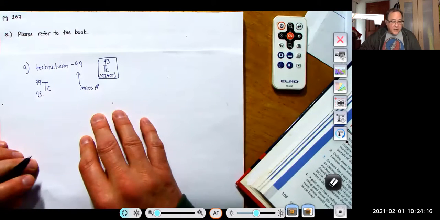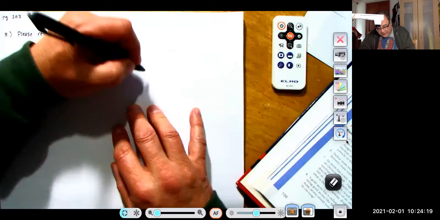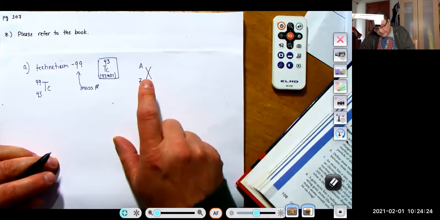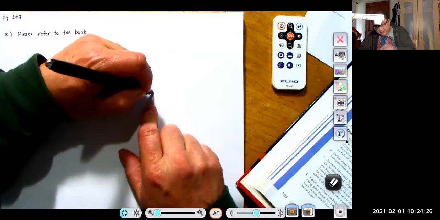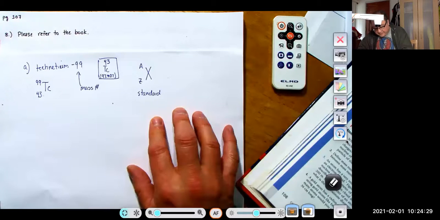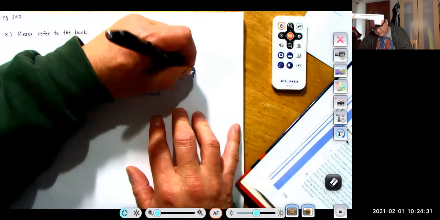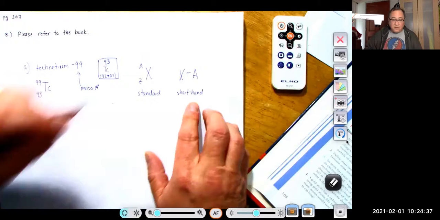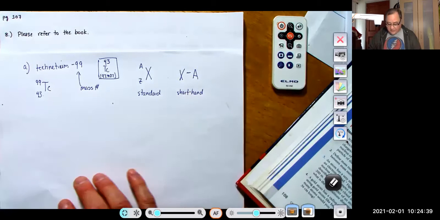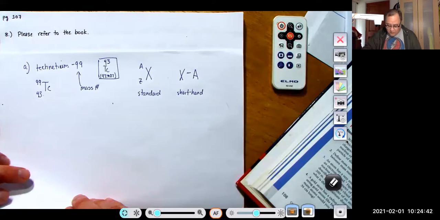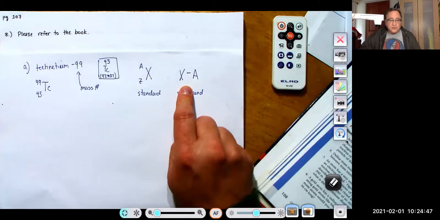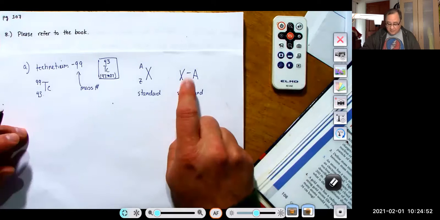So the two ways we have of writing isotopes are the standard way, this way here, which is the standard way, and then there's the shorthand way. I don't really have a name for that way. I'm just going to call it shorthand. So you might ask, well, why would you do this? And the answer is that, 100 years ago, before we had computers, people were typing manuscripts for books, and this is a lot easier to do on a typewriter than this is.